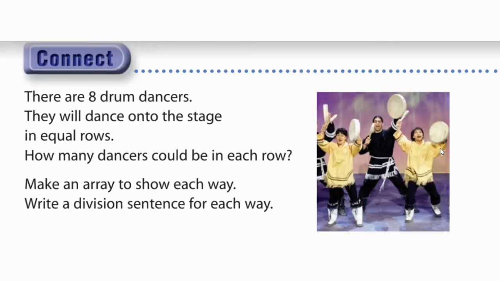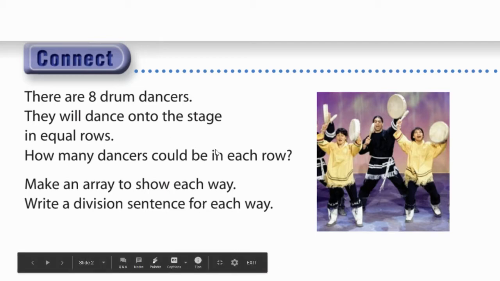There are 8 drum dancers. They will dance onto the stage in equal rows. How many dancers could be in each row? Make an array to show each way. Write a division sentence for each way.